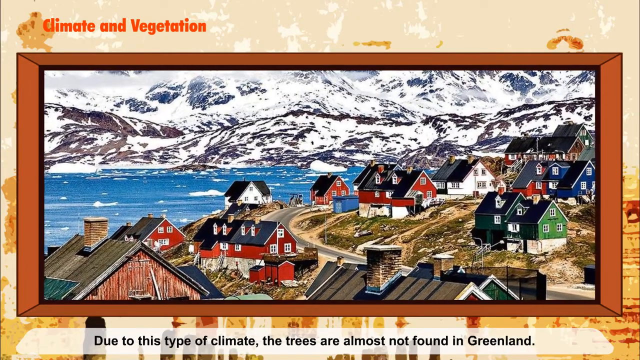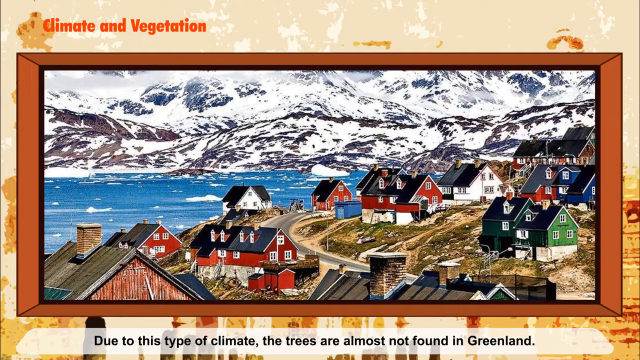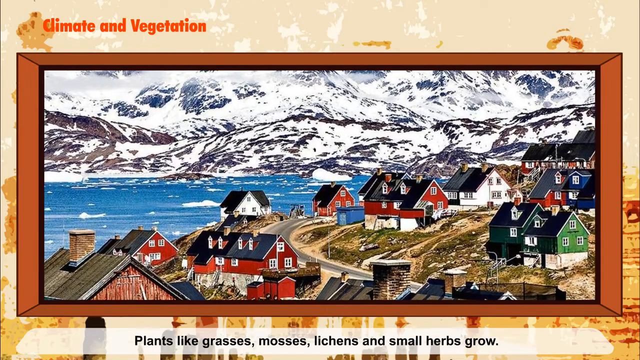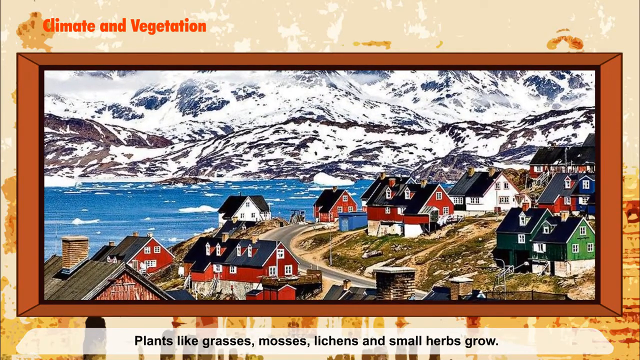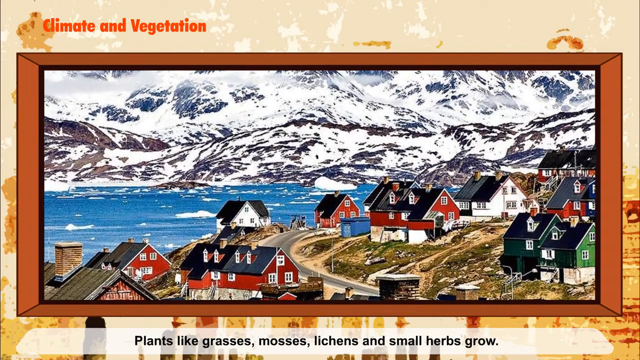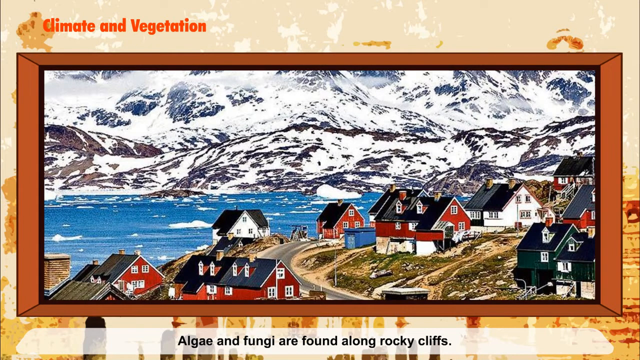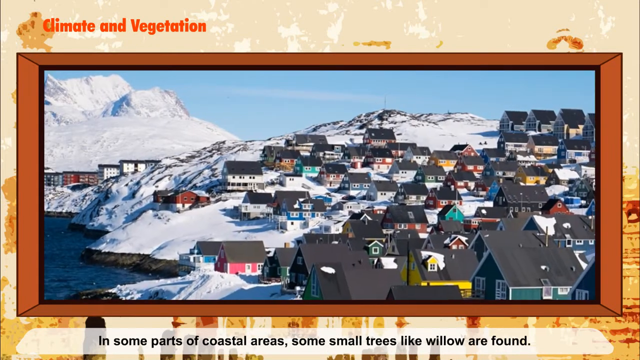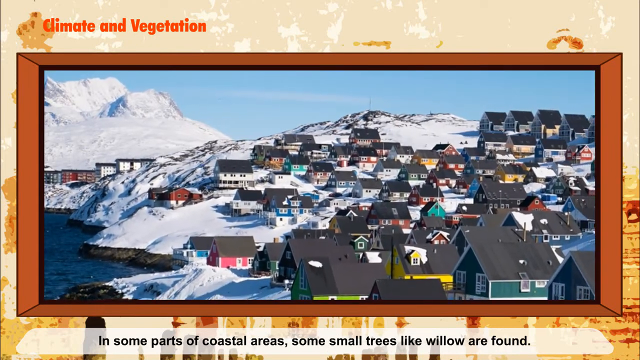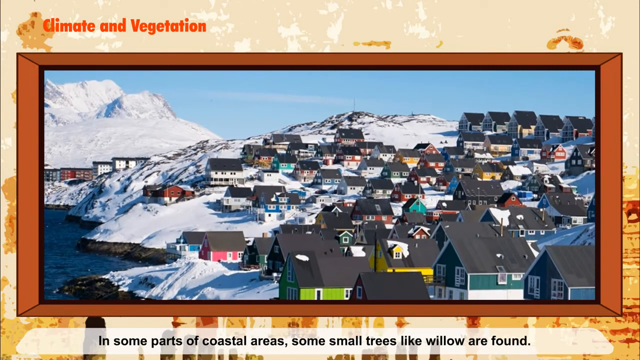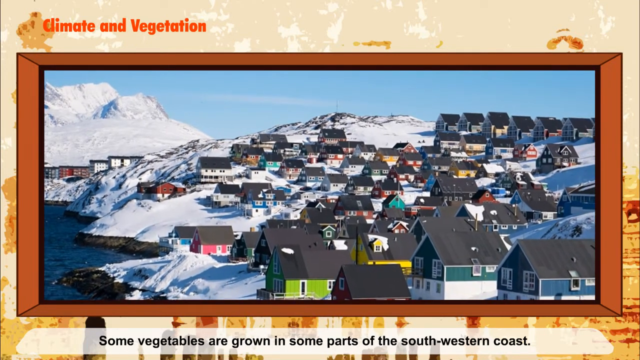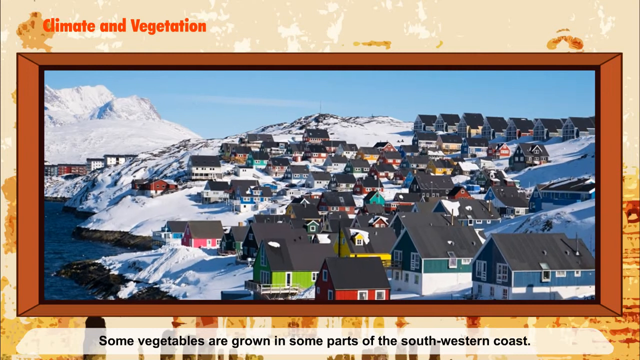Due to this type of climate, trees are almost not found in Greenland. Plants like grasses, mosses, lichens and small herbs grow. Algae and fungi are found along rocky cliffs. In some parts of the coastal areas, some small trees like willow are found. Some vegetables are grown in some parts of the southwestern coast.